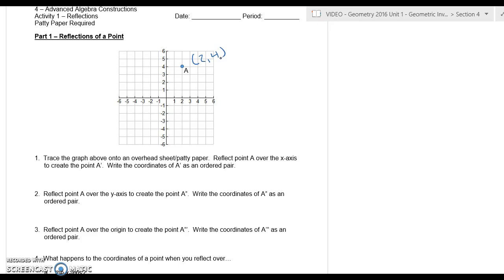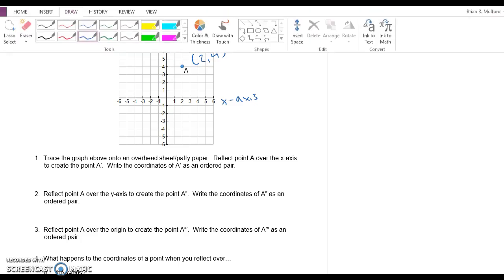We're going to reflect the point A over the x-axis. So again, this is our x-axis right here, and there's our y-axis, to create the point A prime. And prime is the image. This is what's called the pre-image, what we began with. An image is what we end up with. We're going to write the coordinates of A prime as an ordered pair.